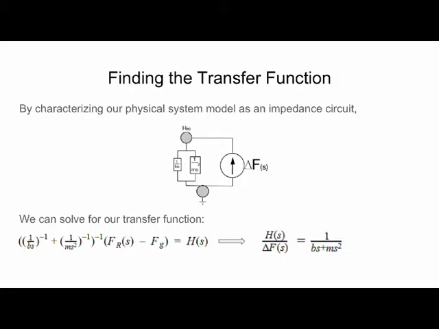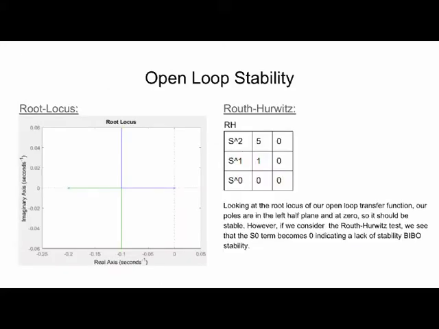Thanks, Tom. Now we're going to look at the open loop stability of our system. In looking at the root locus of our open loop transfer function, our poles are in the left half plane and at zero, so it should be stable. However, if we consider the Routh-Hurwitz test, we see that the s^0 term becomes zero, indicating a lack of BIBO stability.